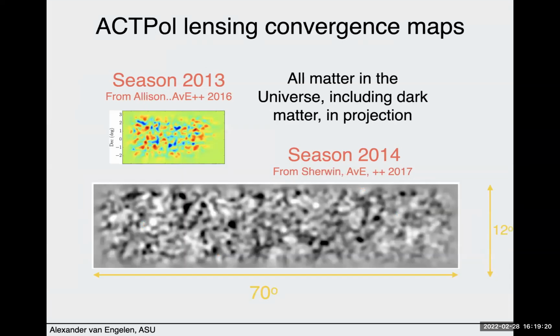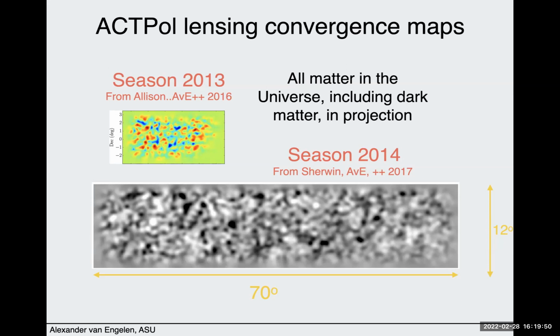So if we run our lensing estimator on this, which I could give a whole talk about how it works, but instead I'll just show you the result. Here's a map of dark matter. So this is a map of only dark matter. We filtered out the noise-dominated scales. So what you're seeing here is actual overdensities and underdensities of the dark matter in the universe. This is from that 2014 data. Up here is one of those smaller patches from 2013. So all matter in the universe, including dark matter, in projection.